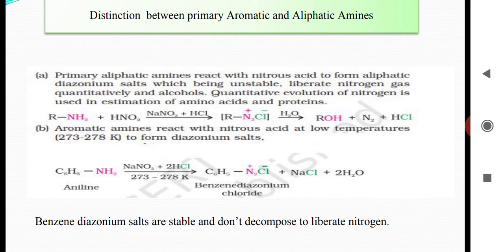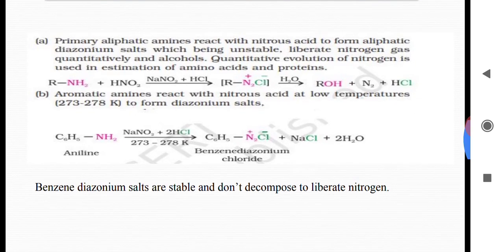But if you take an aromatic amine, there will be no decomposition of the benzene diazonium salt, as it is very stable and has resonance stabilization. That is why no nitrogen gas will be liberated. So this test can be used to distinguish between primary aromatic and primary aliphatic amines, right?